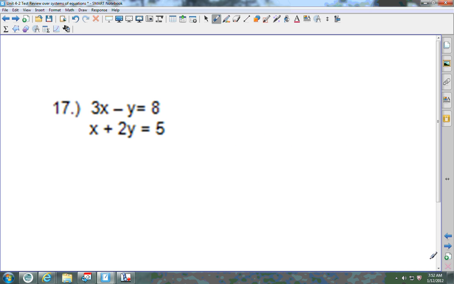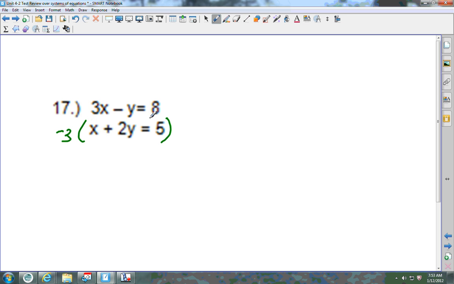Number 17. Okay, if you combine these, is there a letter right now that automatically, when you put them together, goes away? No, there is not. What could I do if I wanted to get rid of the x's first? What could I multiply this bottom equation by? You're right, it would be negative 3. It'd have to be a 3 because I need this to be a 3, but since this is positive, the bottom one needs to be negative.